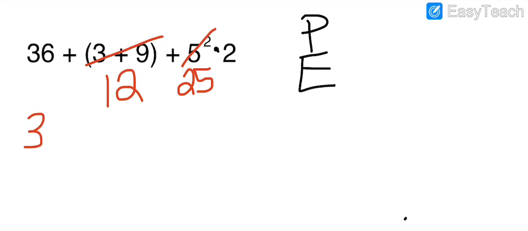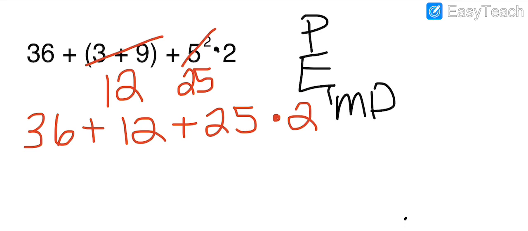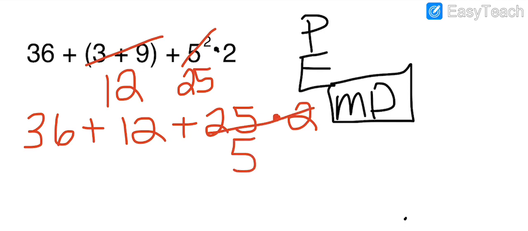So I'm going to rewrite this so we can see it more clearly. So we did the P and then we did the E. After P and E, what comes next? So the next thing is the M and the D. And remember, those occur at the same time. The M and the D, multiplication and division. So we need to go through here and see, is there any multiplication and division to be done? And there is right over here. The 25 times 2 is 50.